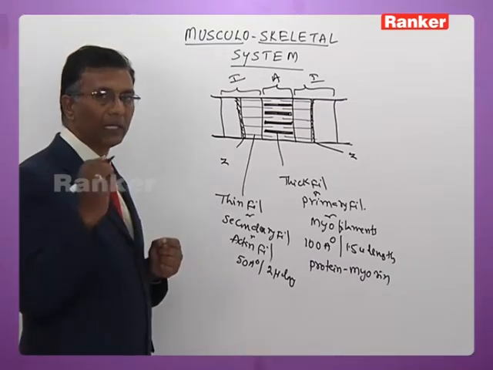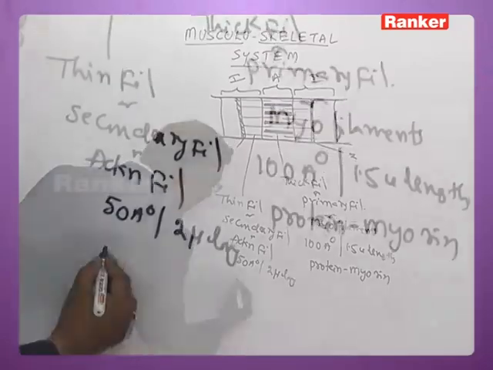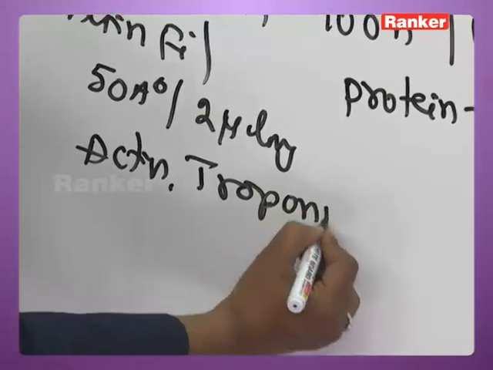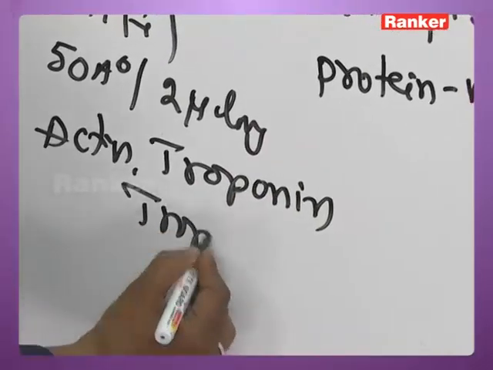And these thin filaments are made up of 3 kinds of proteins. They are actin, troponin, and tropomyosin.